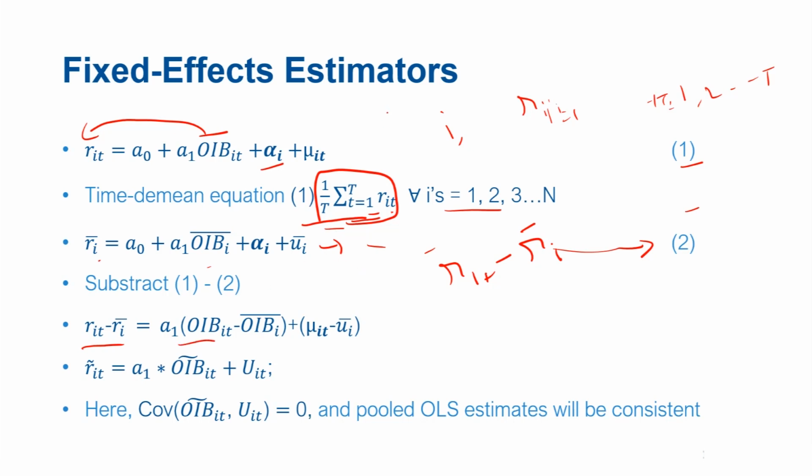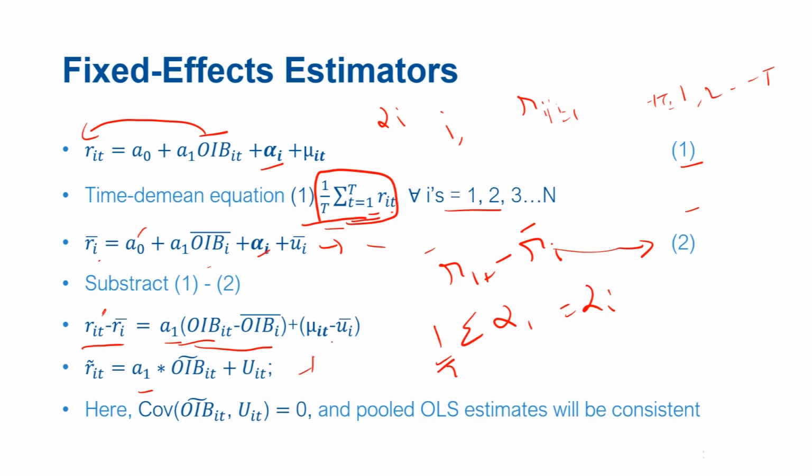Notice the set of terms that are time invariant, like alpha I: the time average is nothing but alpha I itself, because it is not changing with time. Therefore in this subtraction process, terms like alpha I and alpha naught that are time invariant will be eliminated, and the resulting equation is RIT minus RI bar equal to A1 into (OIB IT minus OIB I bar) plus the error term, that is mu IT minus mu I bar, which can also be represented with a tilde. So we replace this with a tilde and write RIT tilde equal to A1 into OIB tilde IT plus error term IT tilde.